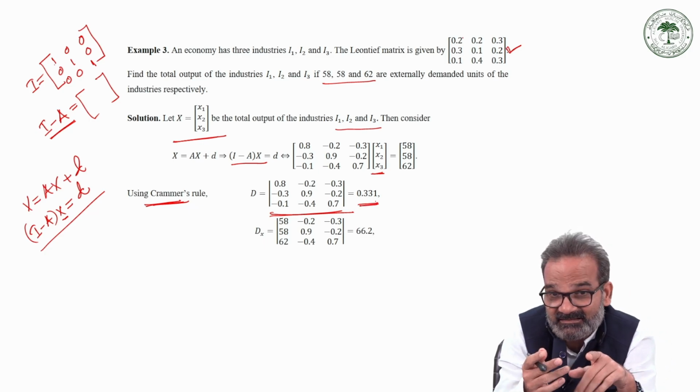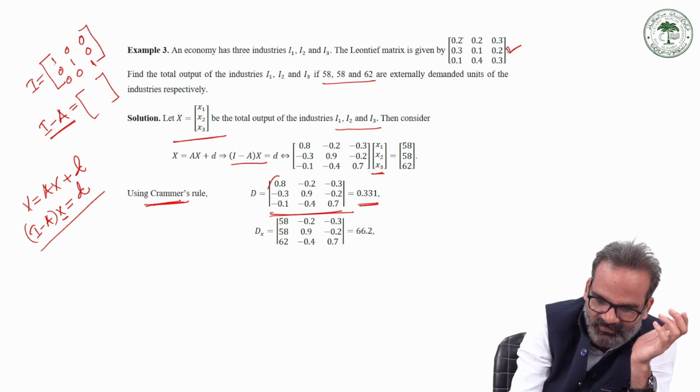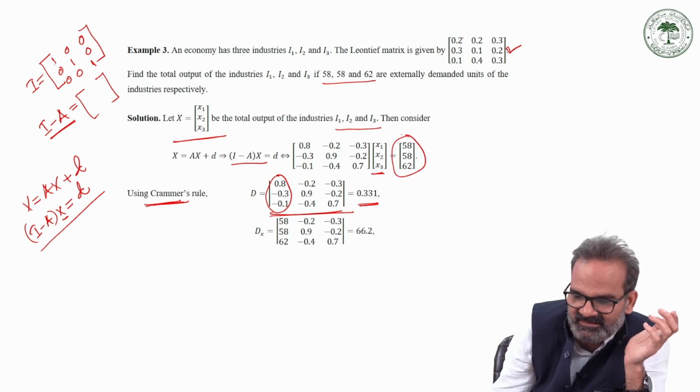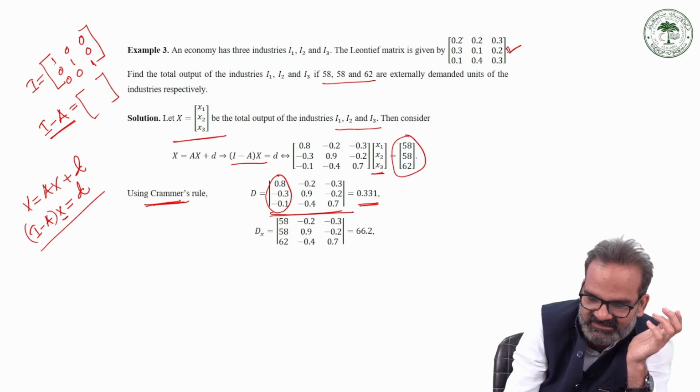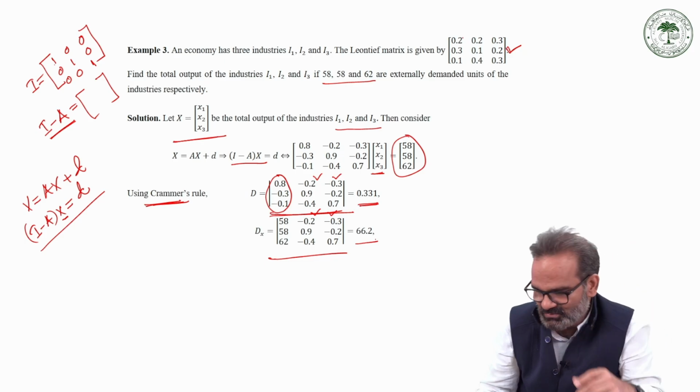Now dx, how do we obtain dx? As a recap, the first column of D should be replaced by the entries on the right hand side: 58, 58, 62. The second and third columns remain as they are. Now simplify this, its value is coming out to be 66.2.